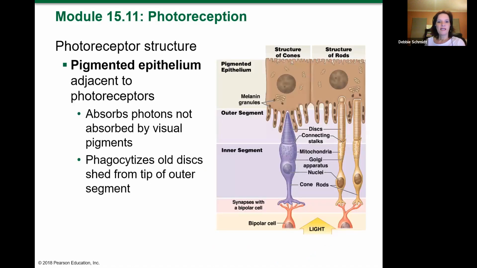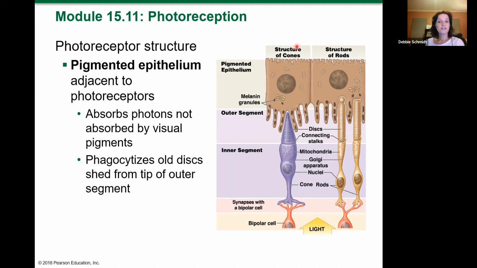Then we have the pigmented epithelium. Those visual pigments are found inside the rods and cones. The pigmented epithelium is kind of the last stop of the retina, of that neural layer, and then we have the choroid behind it. This pigmented epithelium back here absorbs photons that are not otherwise absorbed by the sensory receptor cells. This keeps light from bouncing around inside of your eyes.